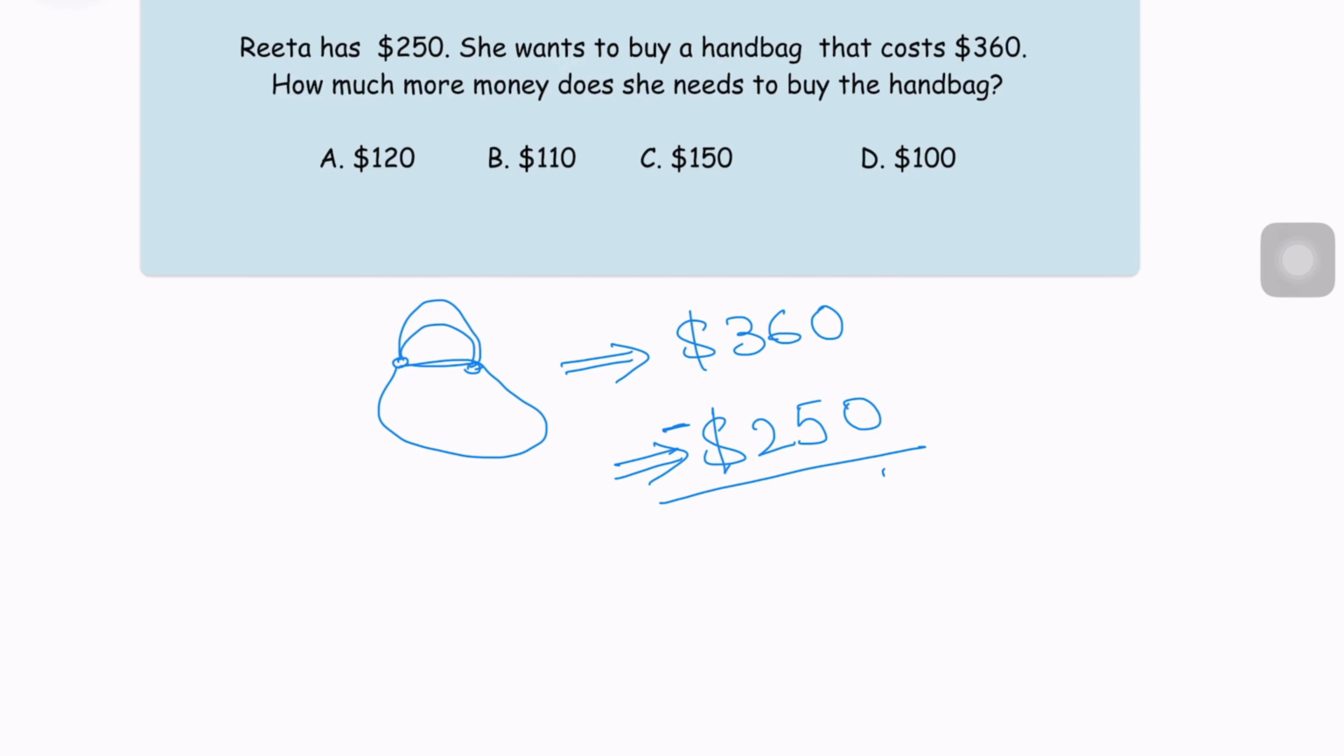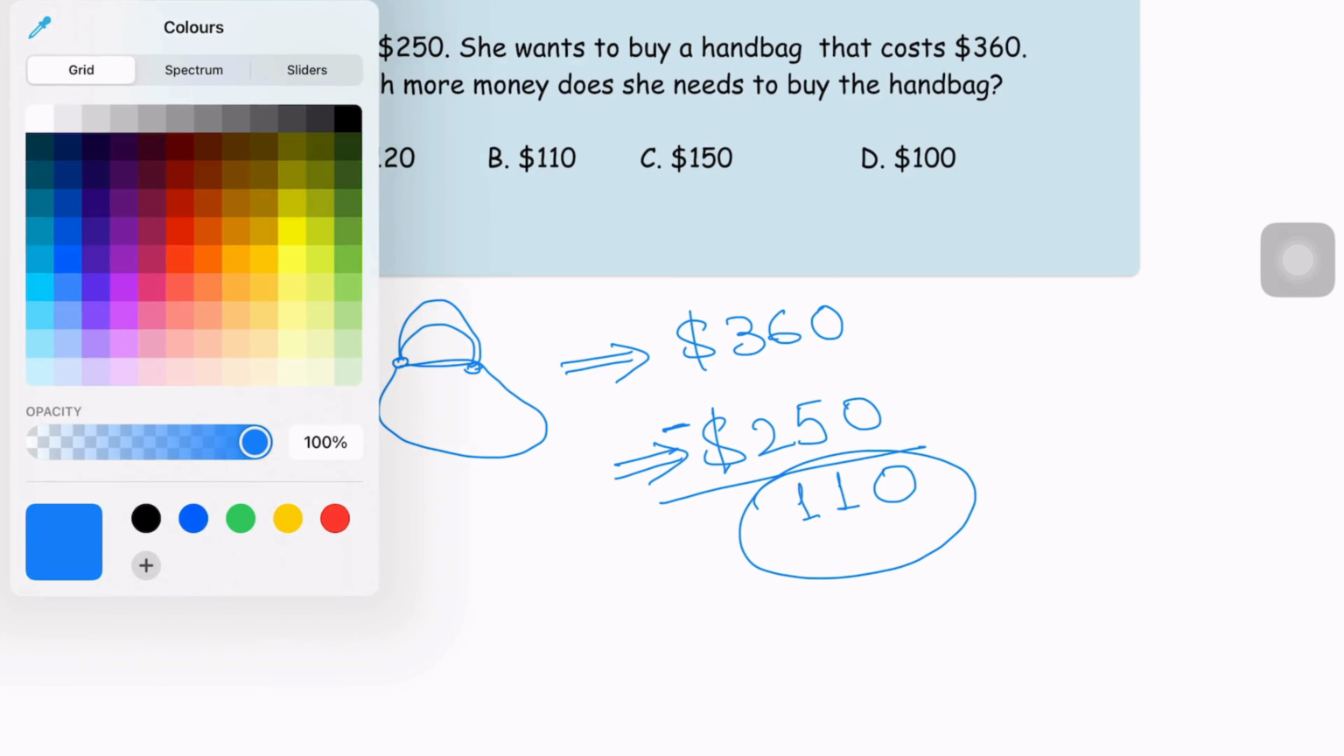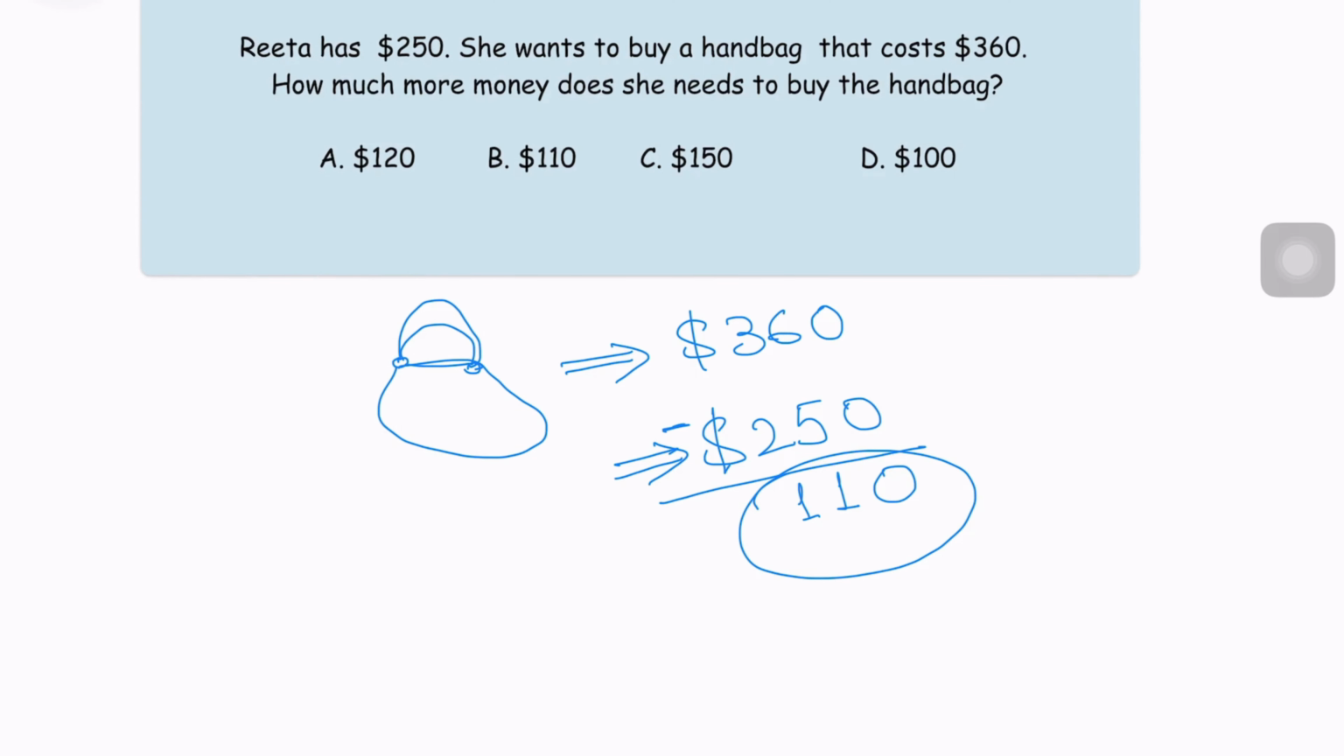So 0 minus 0 is 0, 6 minus 5 is 1, 3 minus 2 is 1. So if Rita gets $110, she can buy this bag. So the answer is option number B, that is $110.